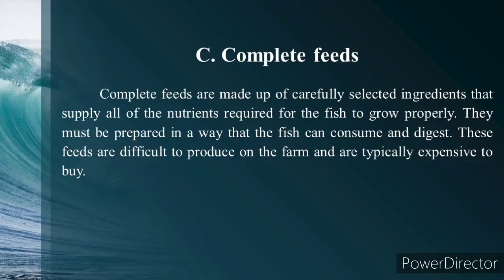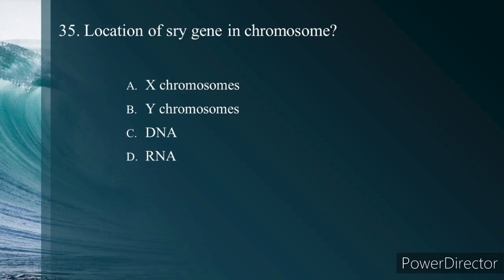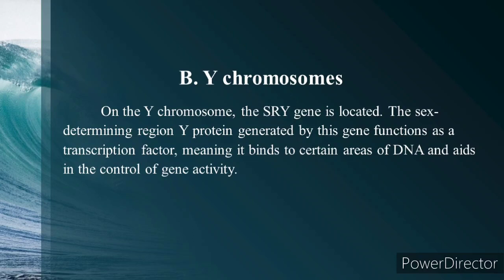Number 35. Location of SRY gene in chromosome. A. X chromosomes. B. Y chromosomes. C. DNA. D. RNA. The answer is B. Y chromosomes. On the Y chromosome, the SRY gene is located. The sex-determining region Y protein generated by this gene functions as a transcription factor, meaning it binds to certain areas of DNA and aids in the control of gene activity.